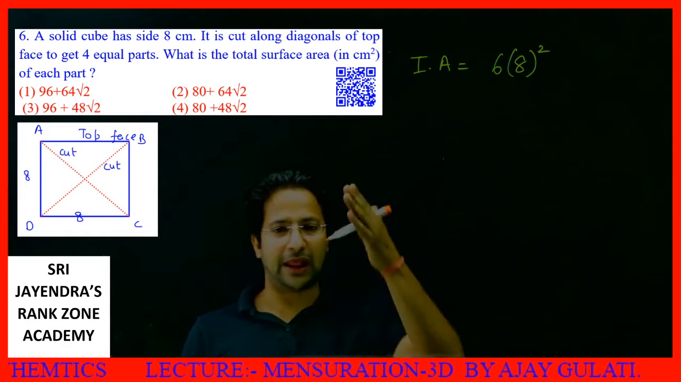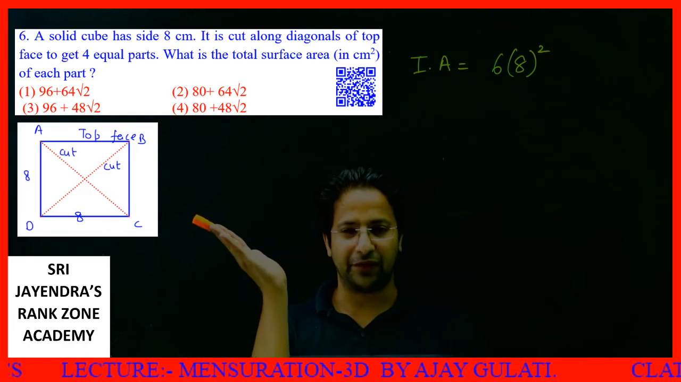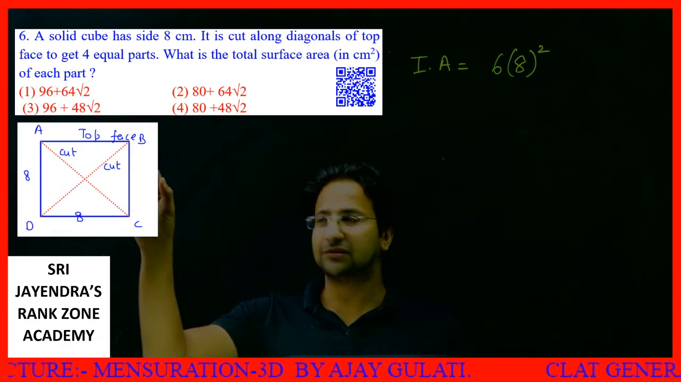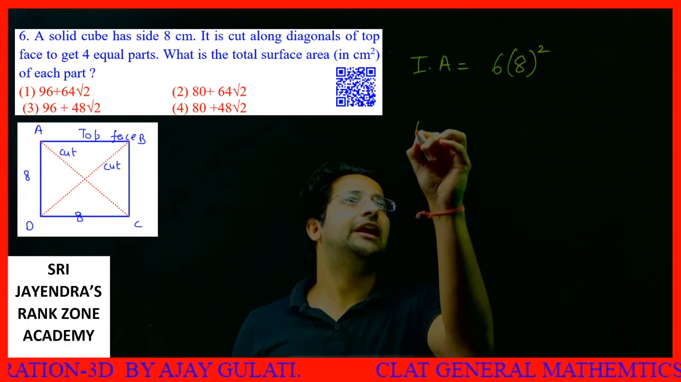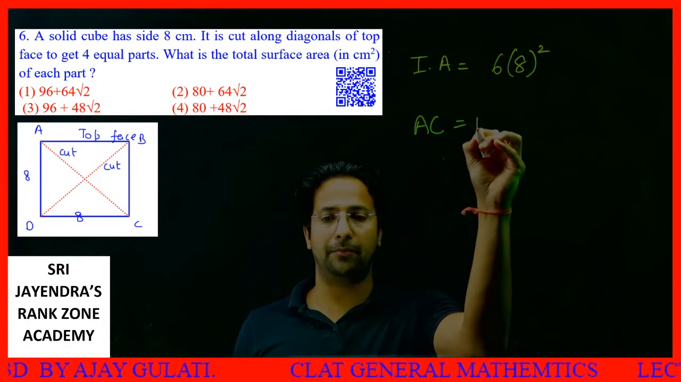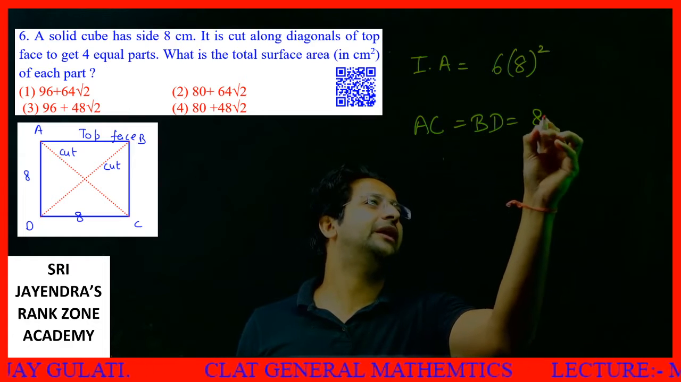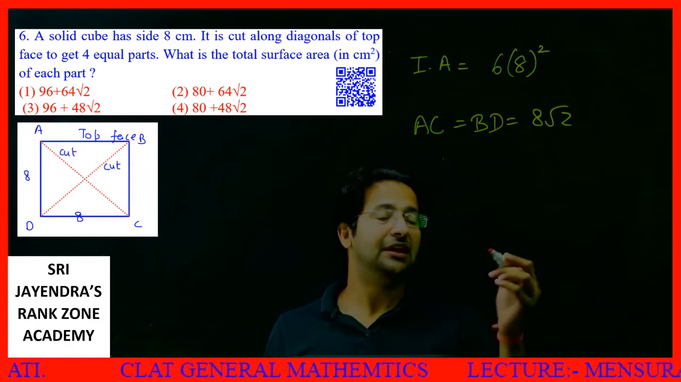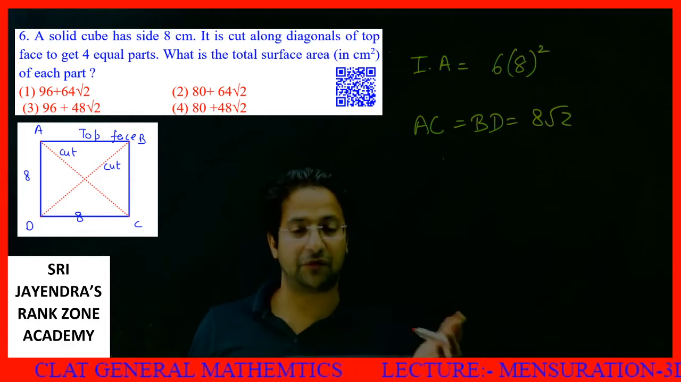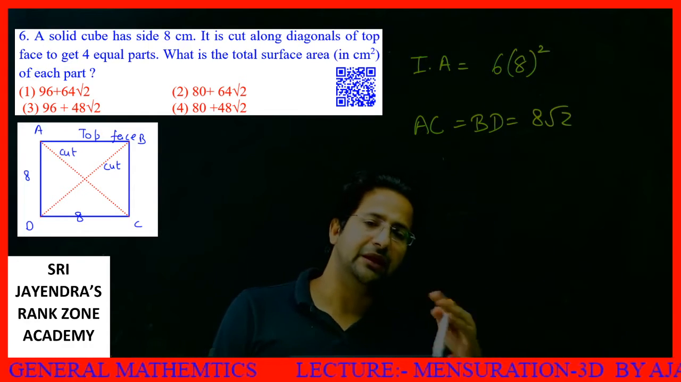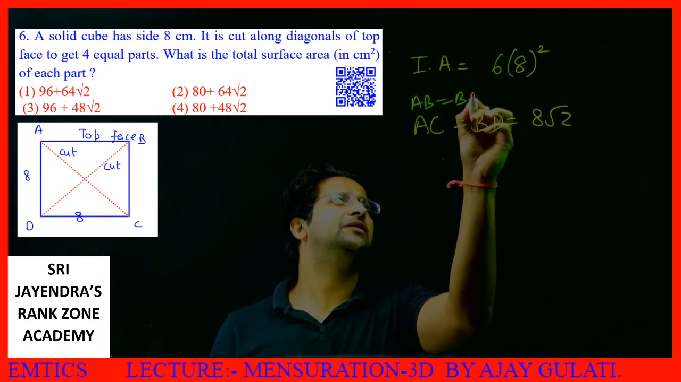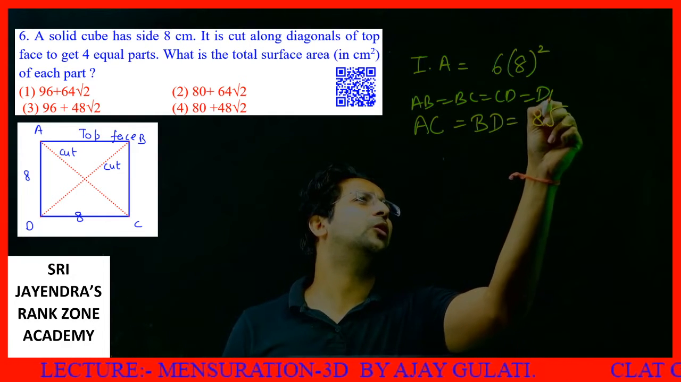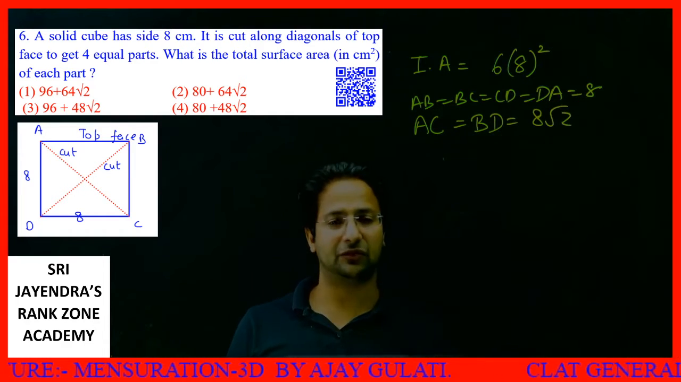Now what happens when I cut it? You can see this is the top face. When you cut it diagonally along the top face, what is the diagonal? The diagonal is AC. The length of AC or BD along where it is cut will be 8 root 2. Always remember, students, if the side of a square is x, then its diagonal will be x root 2. Since AB equals BC equals CD equals DA, all the sides of the square are 8, therefore the diagonals will be 8 root 2.